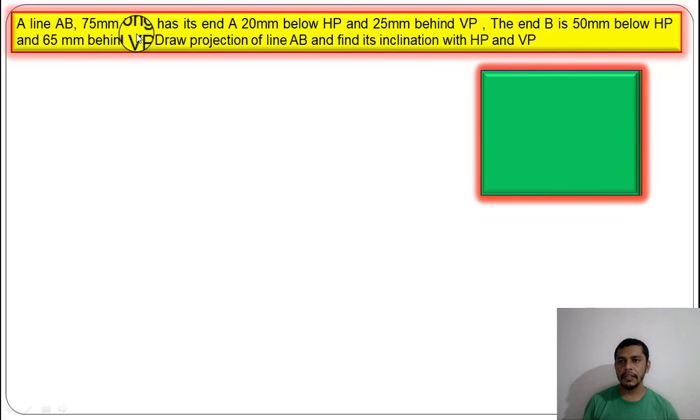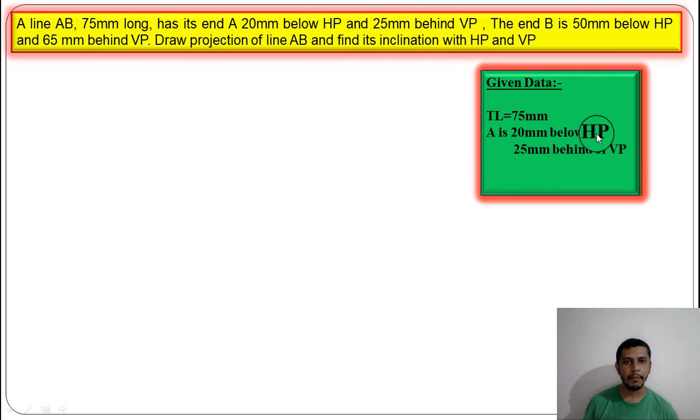So let us recall the given data. A line AB 75 mm long, that means we can say that the true length of the line is 75 mm, has its end A 20 mm below HP and 25 mm behind VP. So point A is 20 mm below HP and 25 mm behind VP, and the end B is 50 mm below HP and 65 mm behind VP.